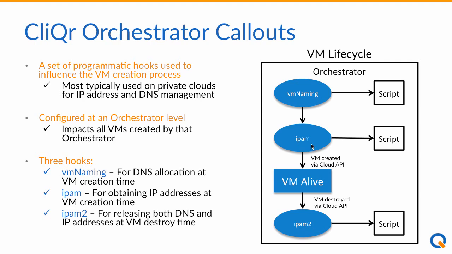Similarly, there's this hook for IPAM for when you create the IP address initially. Again, you've got a second script that you might be able to use here. Both of these pieces of information are used when the VM is created. The VM lives its life, and then when it's shut down, there's a third hook, this IPAM2, that can be used as a script here to free up whatever resources were allocated before the VM was created.